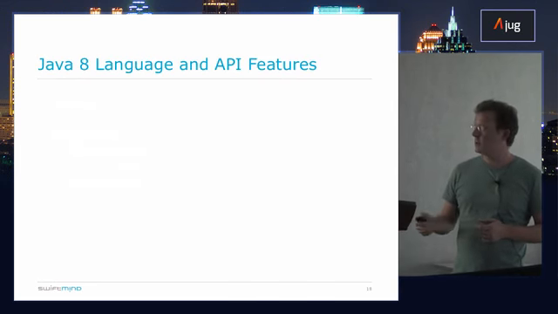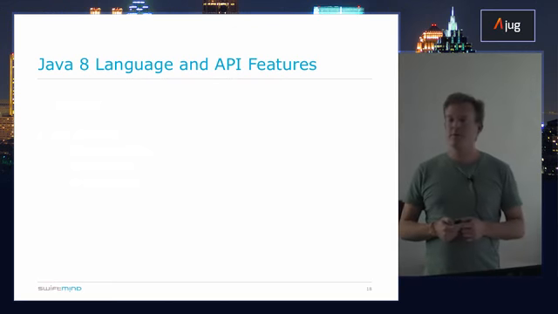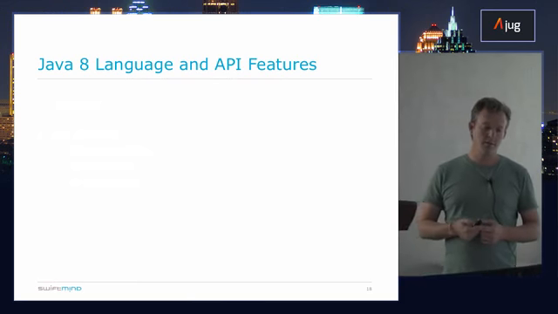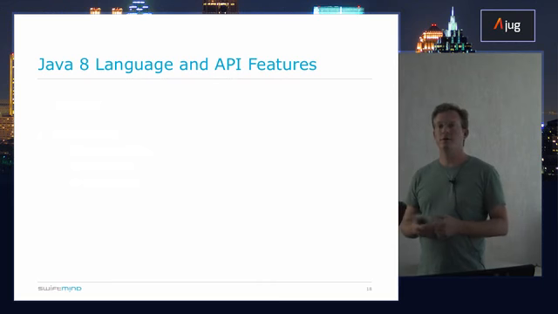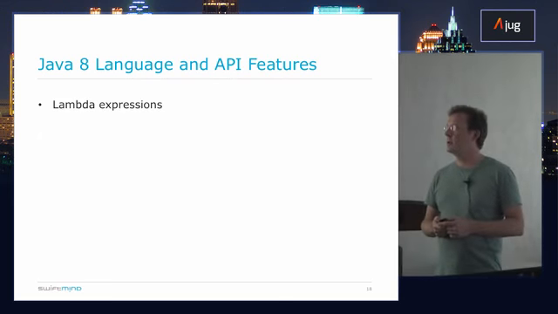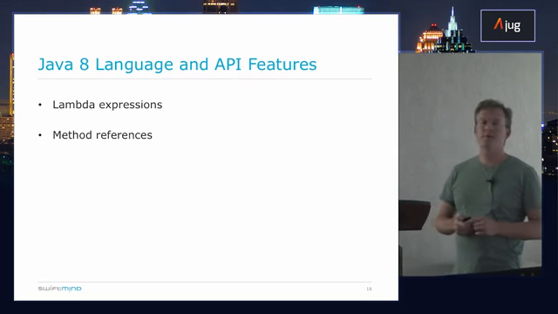And that's it for some of the background information. Now we'll talk about some of the Java 8 language features and API features that Spring 4 either builds on or makes use of. First up, lambda expressions, then method references.